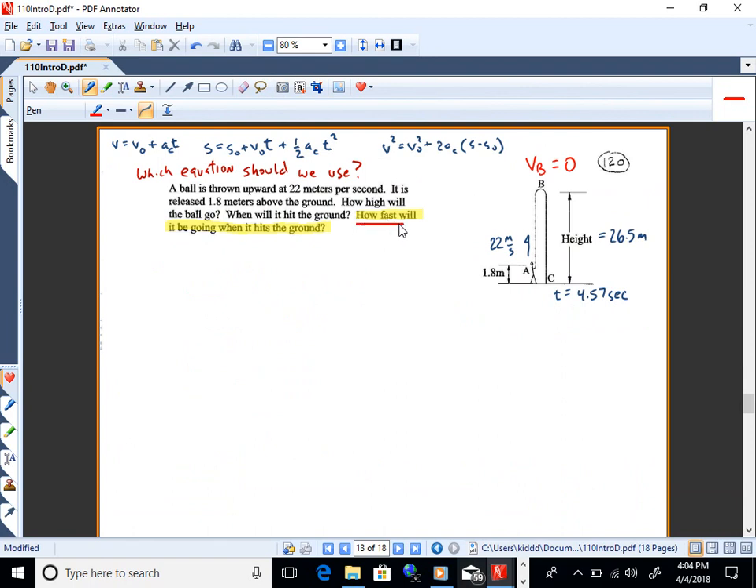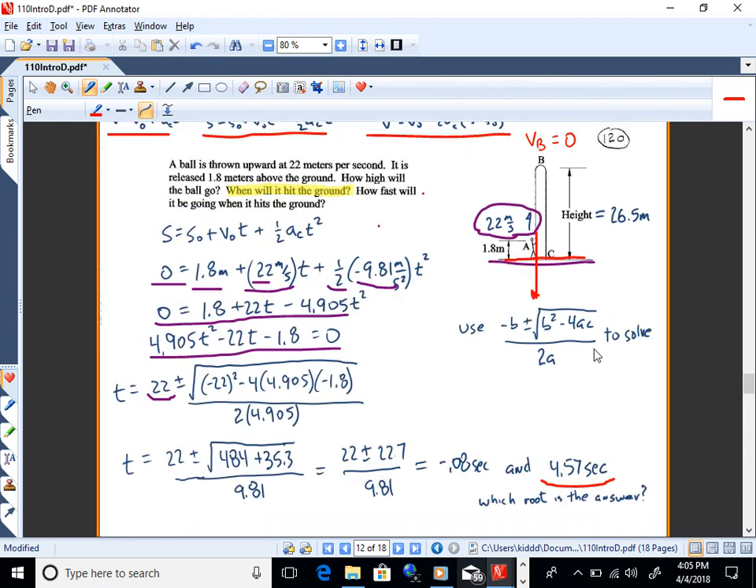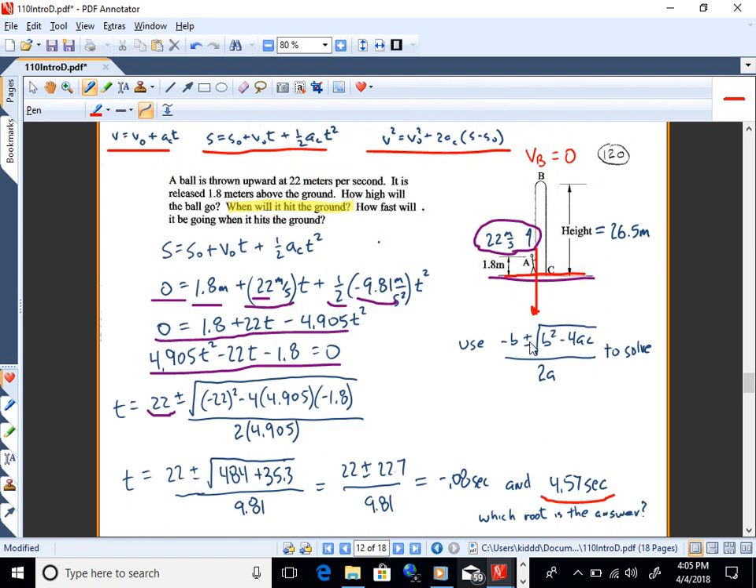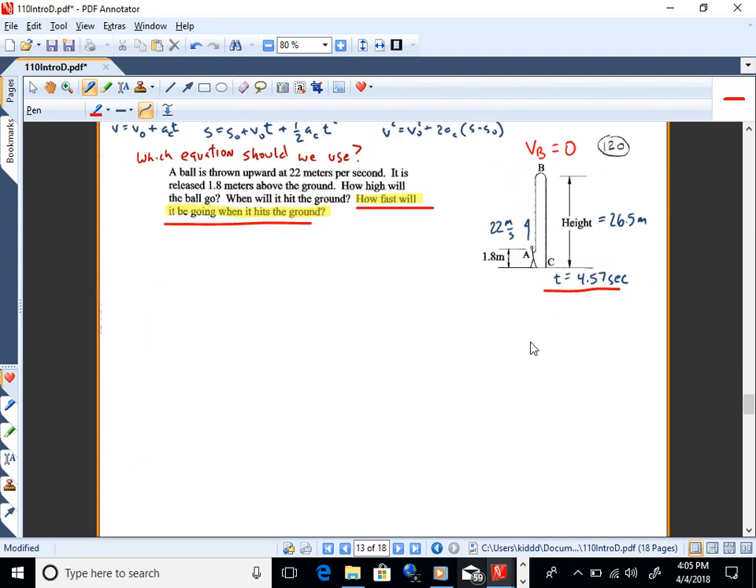All right, how about the last one? How fast will it be going when it hits the ground? What do you think on that one? We're just after velocity. We found the time there somehow. Did we find the time, or how the heck do we do that? Oh, right here. Okay, we got the time.